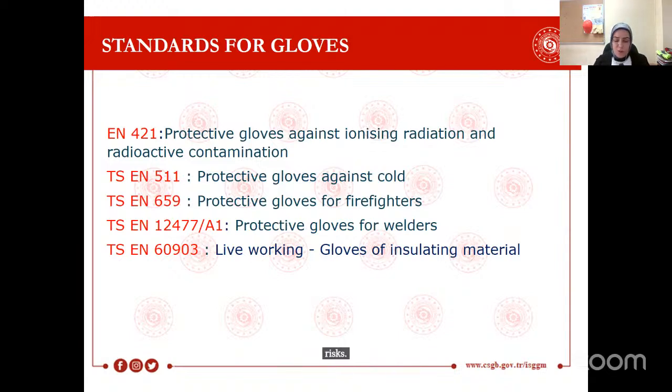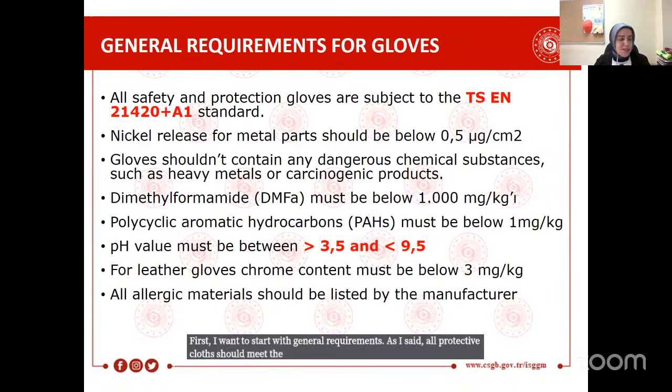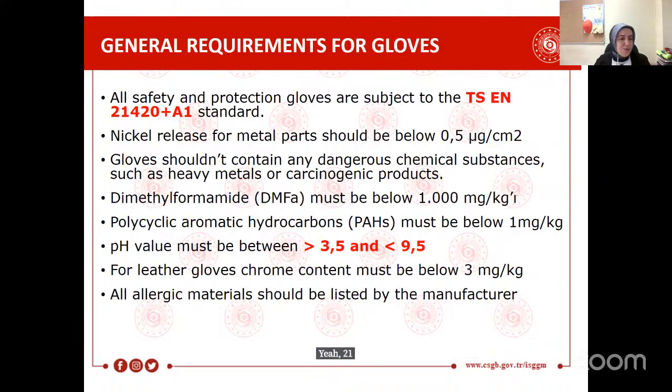I will give detailed information in future slides for some standards. First, I want to start with general requirements. As I said, all protective gloves should meet the requirements of this standard. It is the EN 420 standard.